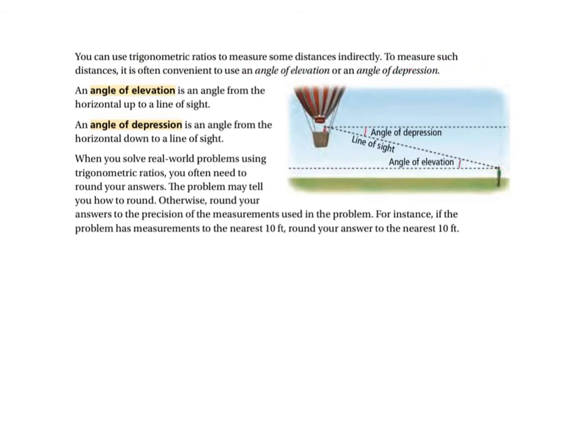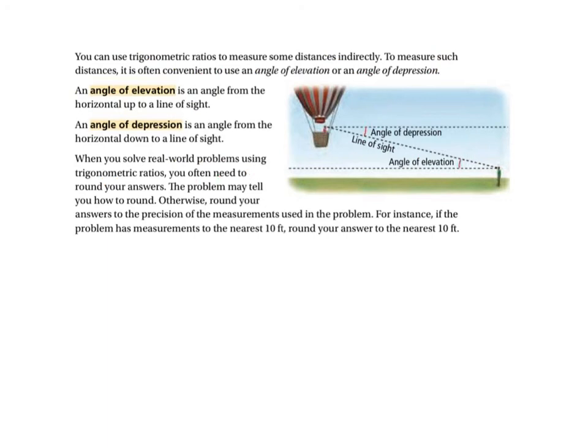To measure such distances, it is often convenient to use an angle of elevation or angle of depression. Angle of elevation is an angle from the horizon up to a line of sight. So if I'm standing here, angle of elevation. Notice from his eyesight, like in the example in the vocab, the guy was 6 feet tall, so you had to add that 6 feet onto the building. So be careful for that. I will try to trick you with it. Angle of depression is an angle from the horizon down to a line of sight. So here, down to the line of sight. So depression, right, and elevation.